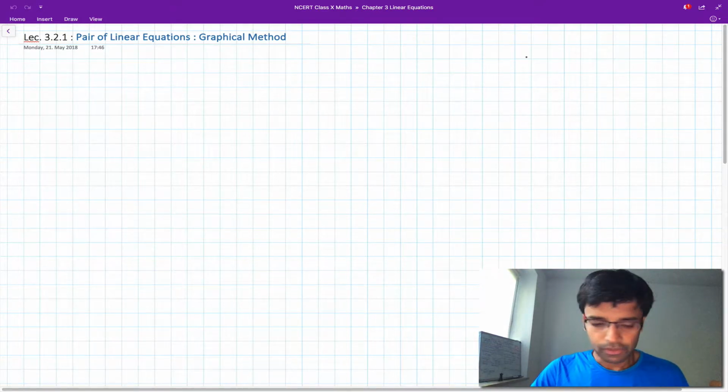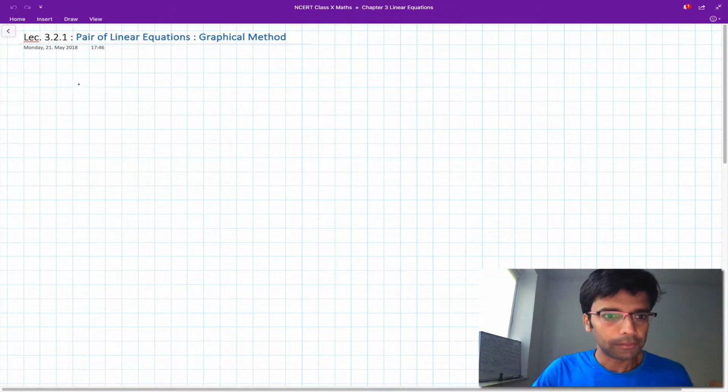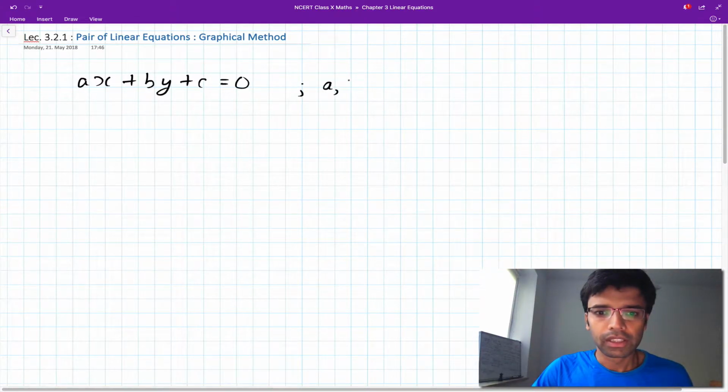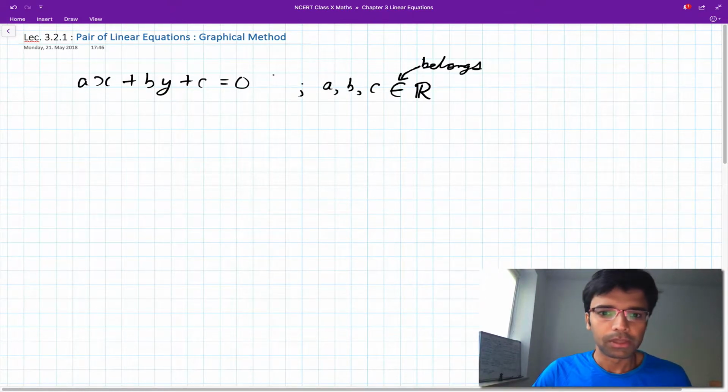So first, the general form for a linear equation, we write it as ax plus by plus c equals 0. Now here a, b and c belong to the set of real numbers. Just to get a bit familiar with the symbols that I have used, this symbol represents belongs to. So these coefficients a, b and c belong to the set of real numbers.